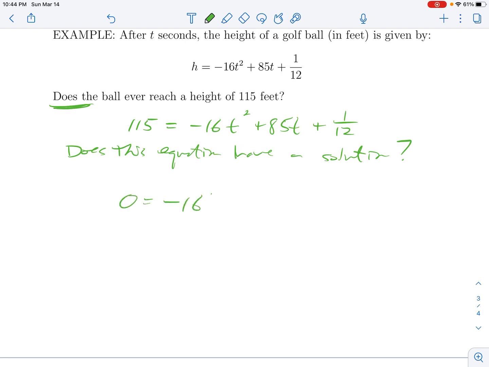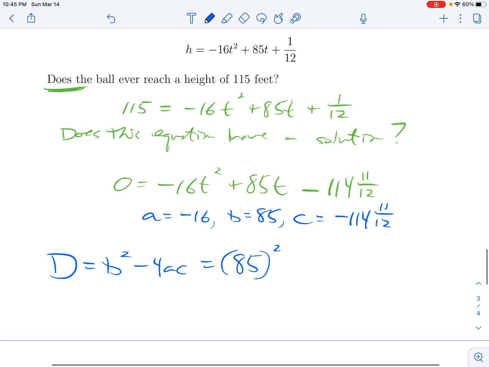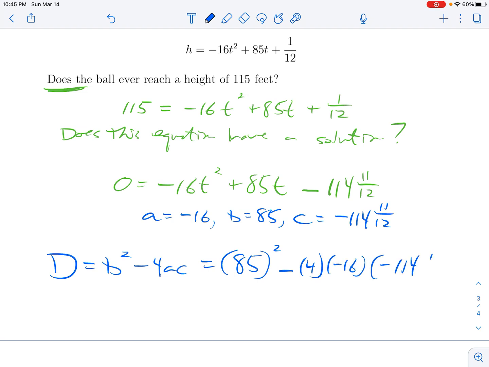So in order to use a discriminant, I do have to set things equal to 0. So we get a rather awkward number there if we subtract the 115. So we have a is negative 16, b is 85, c is negative 114 and 11/12. So our discriminant, b squared minus 4ac, would be 85 squared minus 4 times negative 16 times negative 114 and 11/12. And I will spare you having to do the arithmetic, but this comes out to negative 129 and 2/3 when all is said and done, which is negative.